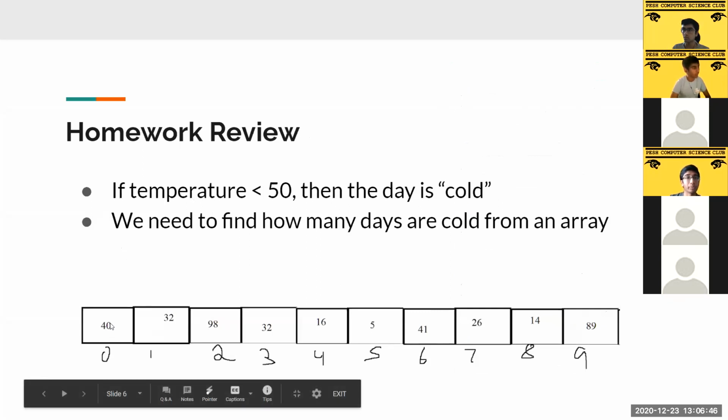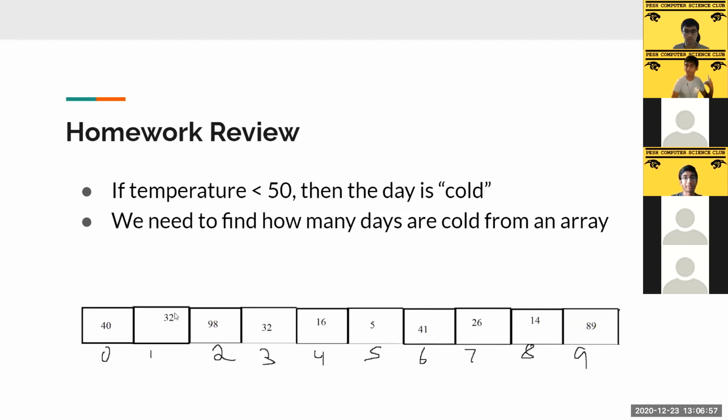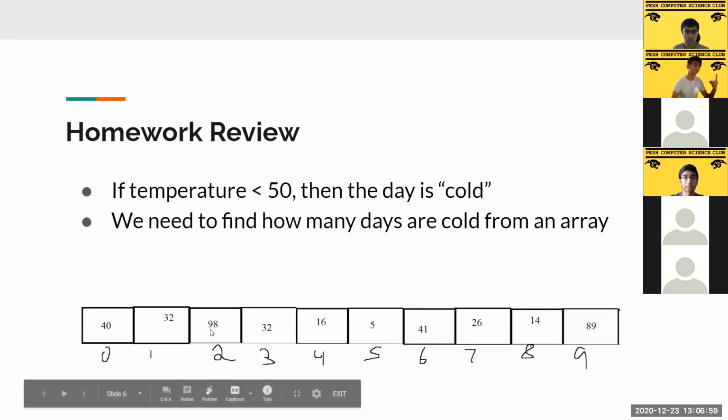Temperature 40 is cold. So far we have one cold day, okay? At index 1, it is a cold day because 32 is less than 50. So that's 2 cold days so far. 98 is not less than 50, so we're still at 2 cold days. 32 degrees is cold because 32 is less than 50. So that's 3 cold days so far.